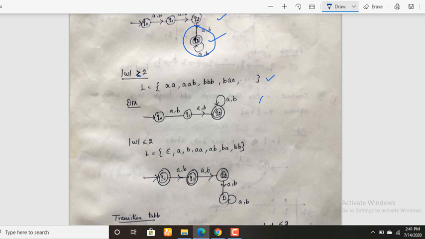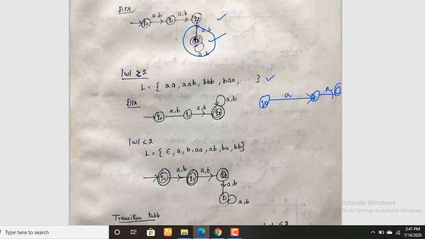If AA, then from Q0 it moves to A. For A, it moves to an intermediate state. For the next A only, it goes to the final state. The final state is represented by a double circle. So AA goes to the acceptable state.